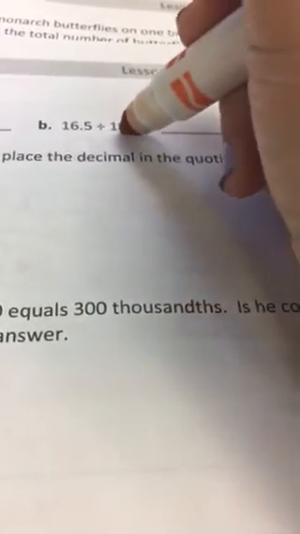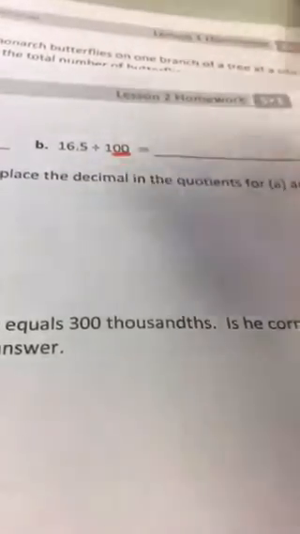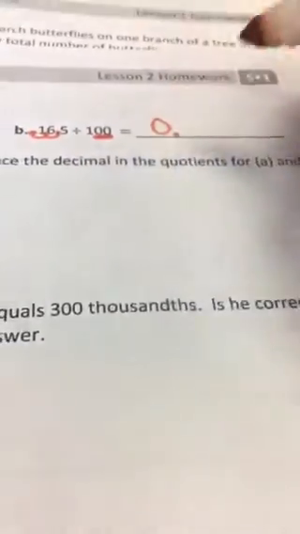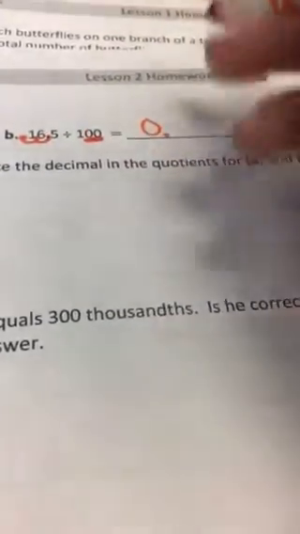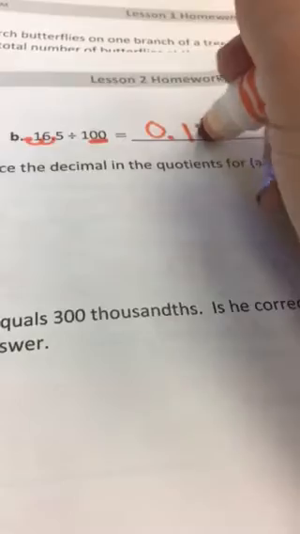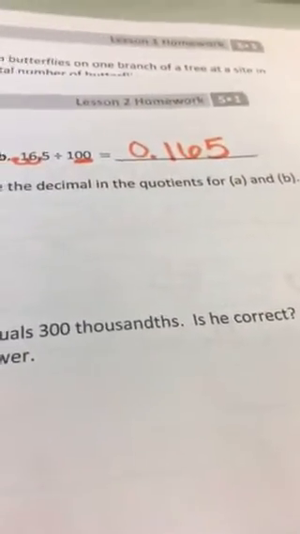Okay. When I get to this one, again, I'm looking at my sign first. I have a division sign. I'm getting smaller. And 100, there's 2 zeros, so I'm getting smaller by 2 spaces. Start at your decimal place. 1, 2. I like to put a 0 in front, but it's not absolutely necessary, but this is standard. Typically, you put a 0 in front, and then 1, 6, 5. So 0 and 165 thousandths.